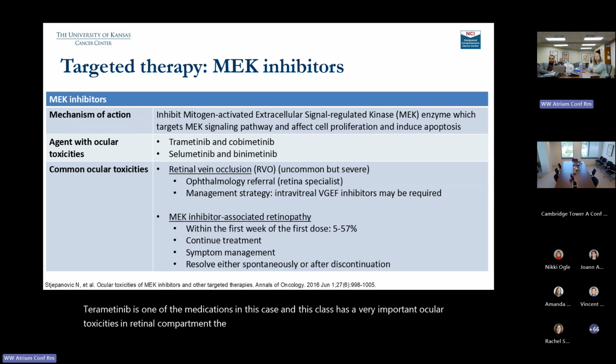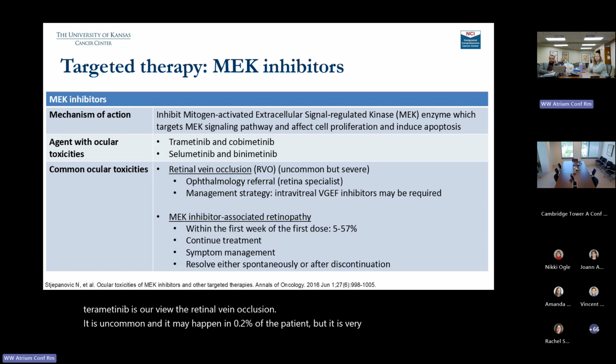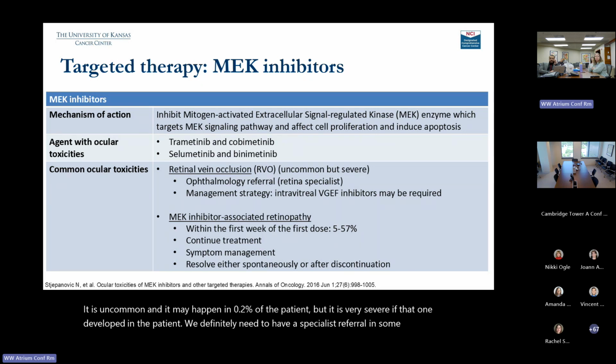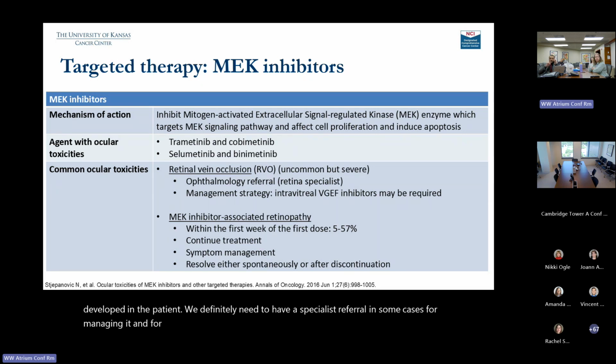The very first one, which we see with cobimetinib and trametinib, is RVO, the retinal vein occlusion. It is uncommon and may happen in 0.2% of patients, but it is very severe. If that develops in a patient, we definitely need a specialist referral. In some cases, for managing it and optimizing the vision in the right setting, we may even need to use an intraocular VEGF inhibitor for the patient.